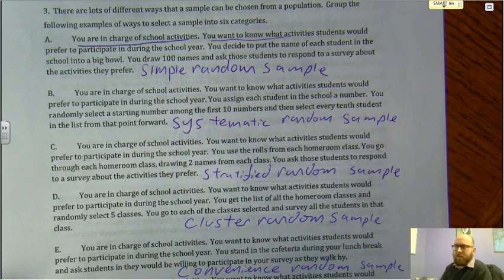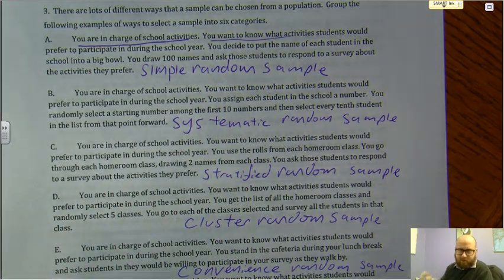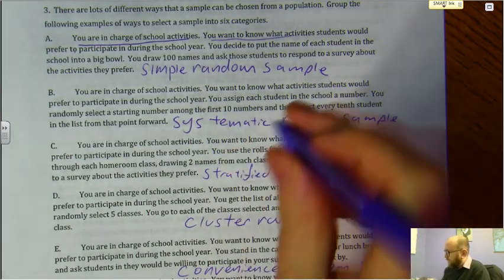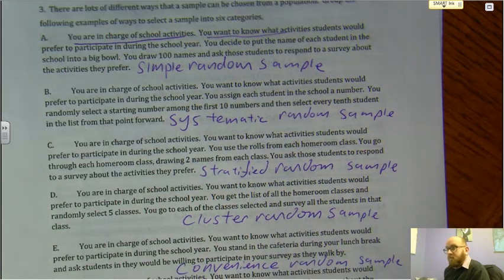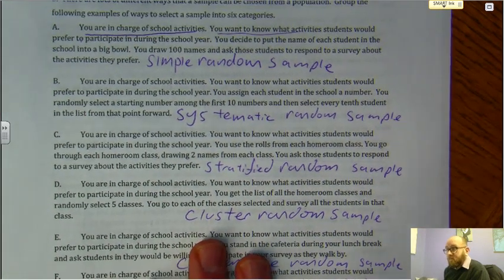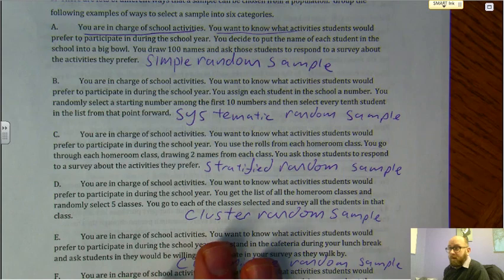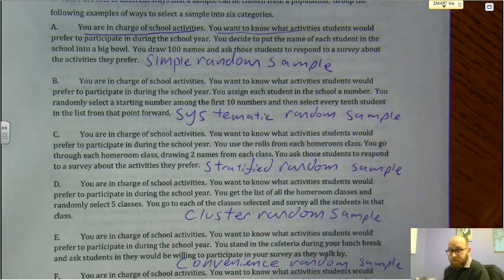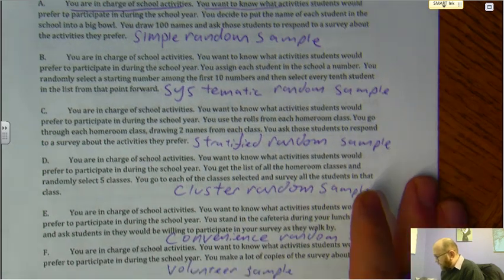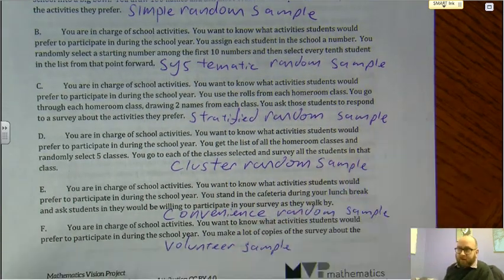For B, when we pick a number and then do every 10 or every whatever, that's a systematic random sample. For C, when we break it up into groups and then pick 2 random people from that, that's called a stratified random sample. For D, when we break it up and then just fully pull those areas that we broke up, that's called a cluster random sample.